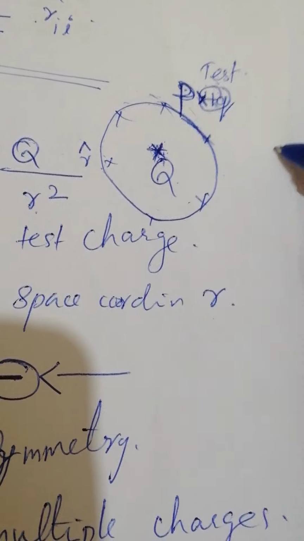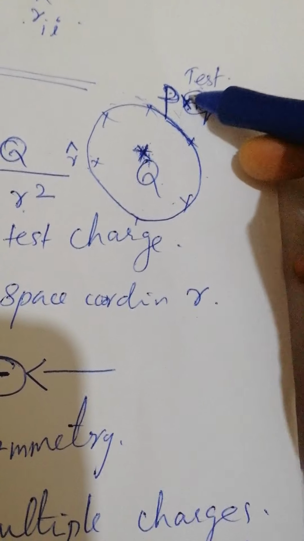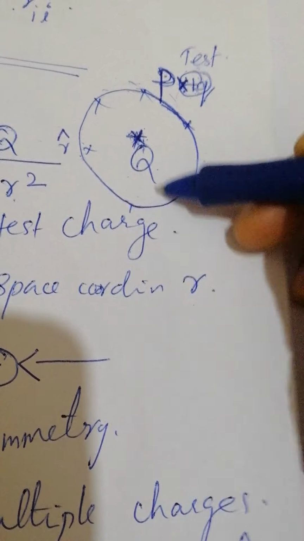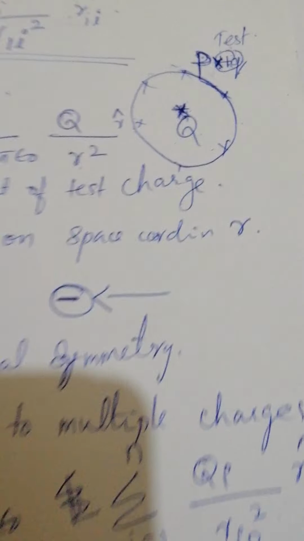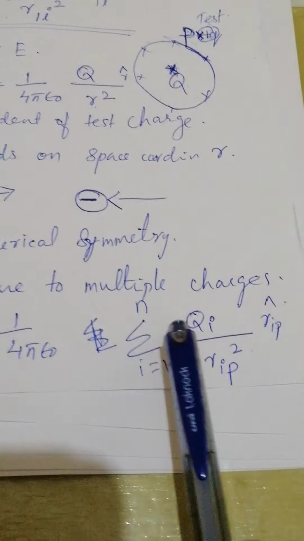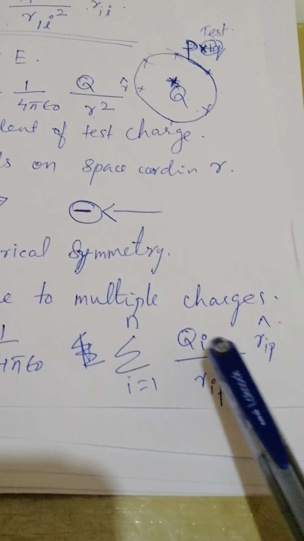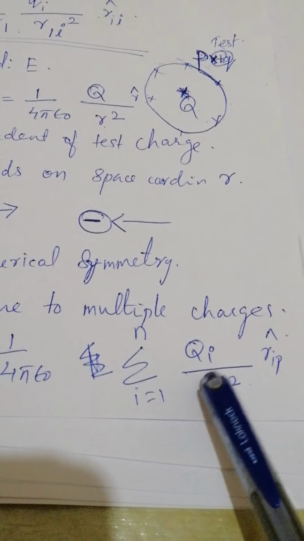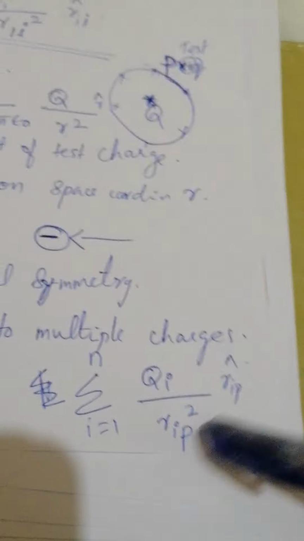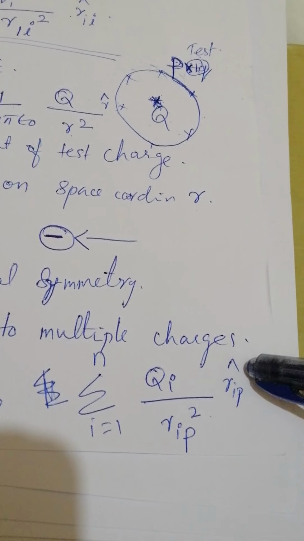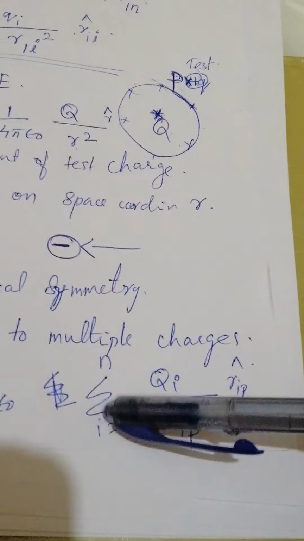If there are q1, q2, q3, etc., so many charges, then total electric field at this point we can write as the sum E1 plus E2 plus E3 plus etc. That is 1 by 4 pi epsilon 0 sigma i is equal to 1 to n qi, that is q1 divided by r1p the square into unit vector r1p, which is the electric field at this point p due to q1, plus second term, like that. That's why we have given the summation.